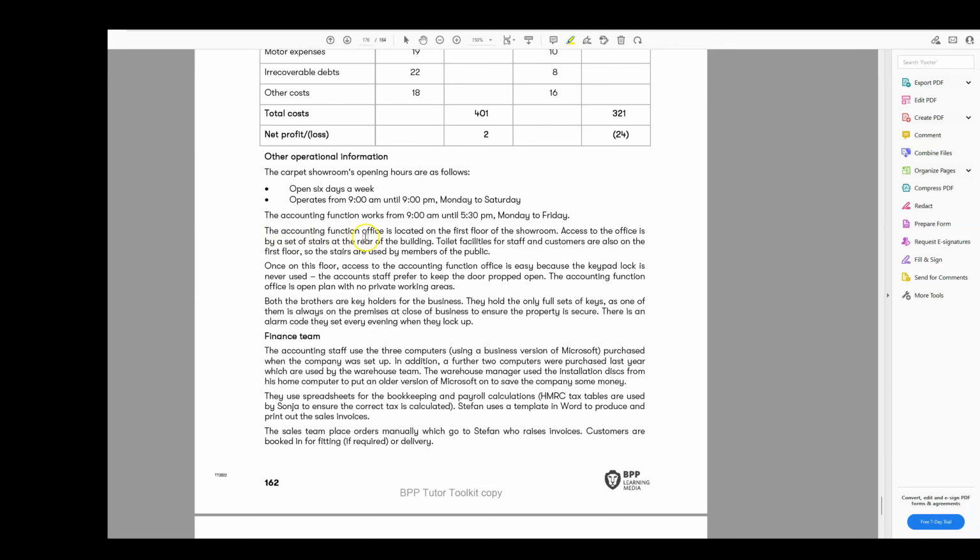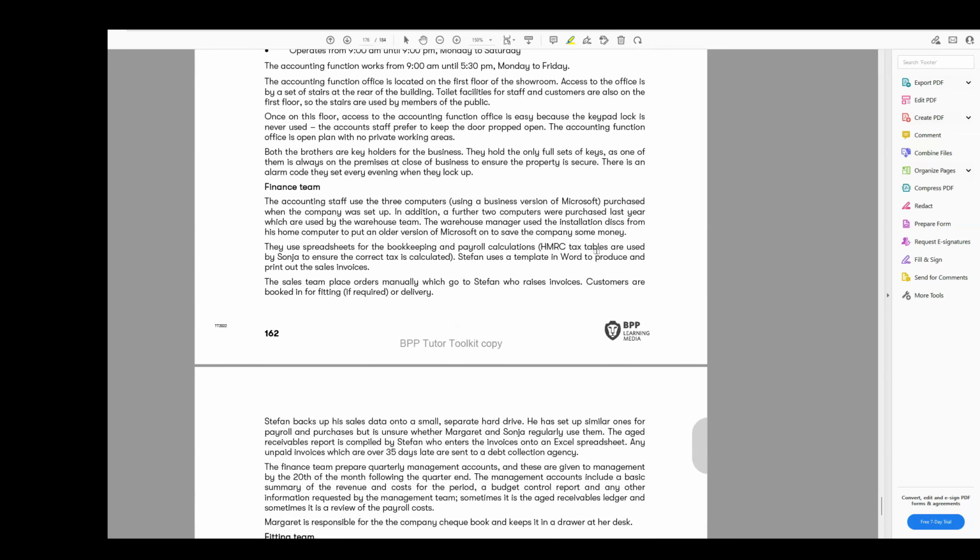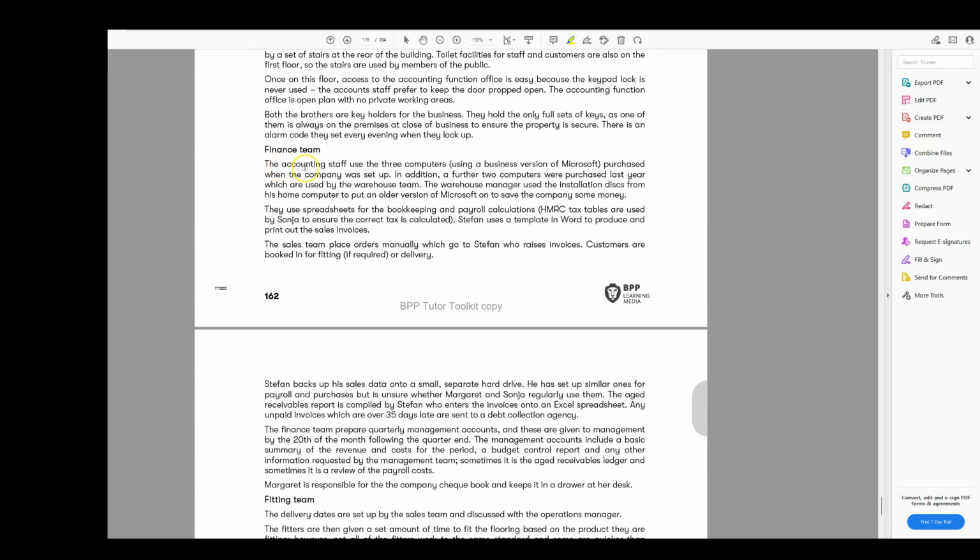You can have a look here. It says the accounting function office is located on the first floor of the showroom. Access to the office is by the set of stairs at the rear of the building, with toilet facilities for the staff. And if we look at the finance team, it says the accounting staff use 3 computers. Here we want to see whether anyone is using software not given by the company, or any unauthorized external device on the computers. It says the accounting staff use 3 computers using a business version of Microsoft Word. Absolutely fine, a business version purchased when the company was set up.